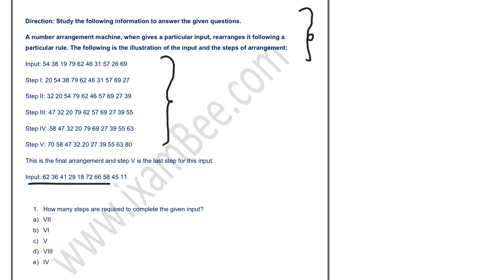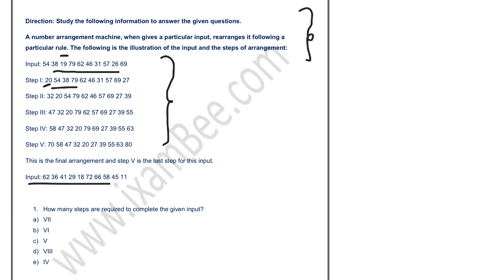So this is your input. If you focus on your step number 1, you will find that the smallest number is arranged at the extreme left end by adding 1 to it. So 19 is the smallest number and it is arranged at the extreme left end by adding 1 to it, right?